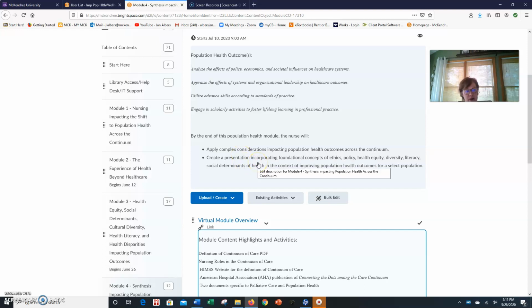And this is where, again, we're putting everything together, so we're using that very complex thinking and complex considerations when we're looking at impacting population health outcomes across that health experience continuum. And also we're going to be developing and refining those presentation skills that are so critical for those who will serve as educators and leaders and those who specialize in palliative care in population health.